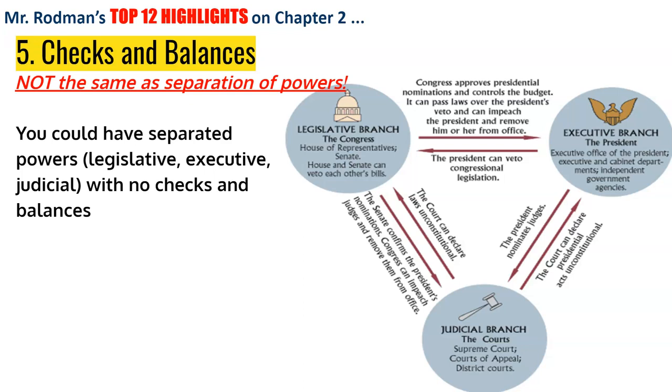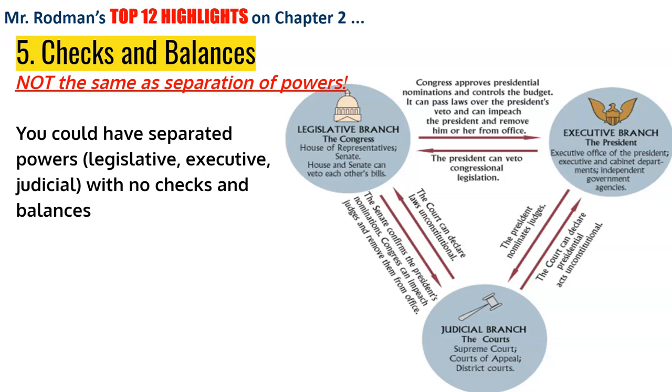Now, the president has a veto over the legislative branch, and that is the president's check in the executive branch over the legislative. But the legislative branch can override that veto with a supermajority. That 2/3 override can basically override the veto, and then the bill becomes law without the president's signature.